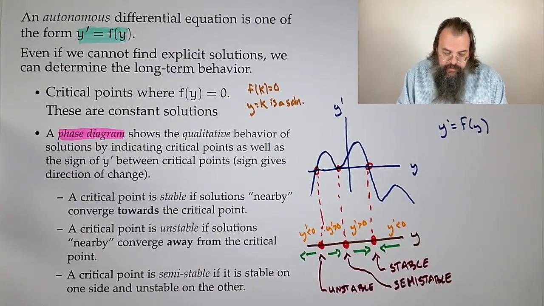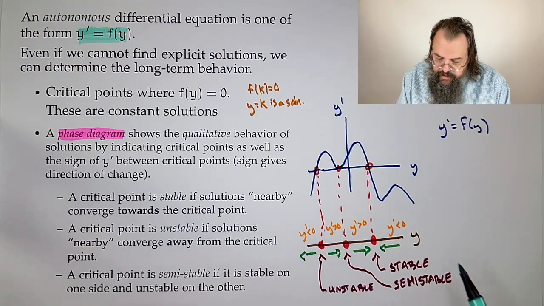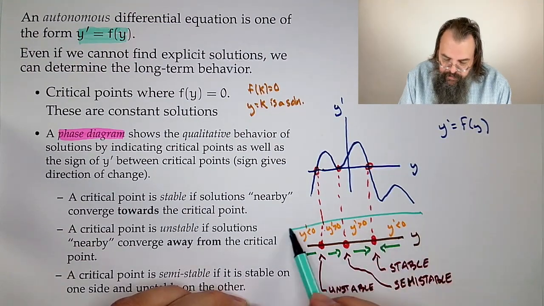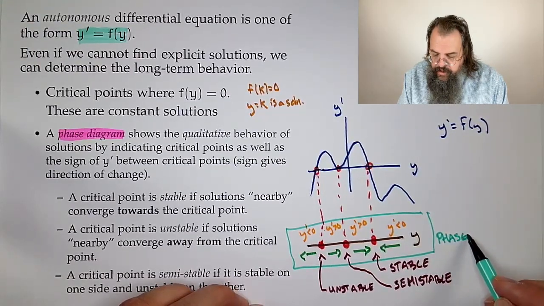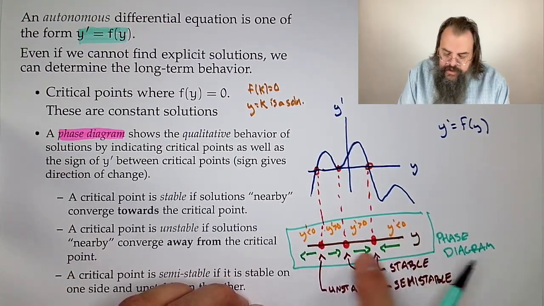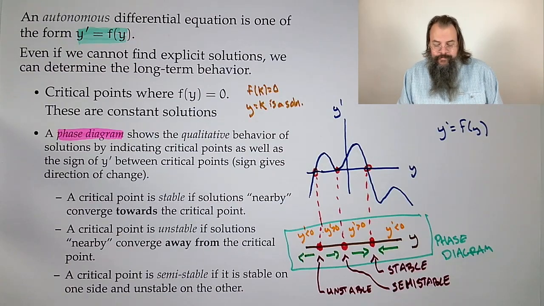So what we have is the phase diagram. Just to be clear, if you're asking what is the phase diagram, this is the phase diagram. And by understanding the direction of the arrows, we can read off stable, unstable, semi-stable.